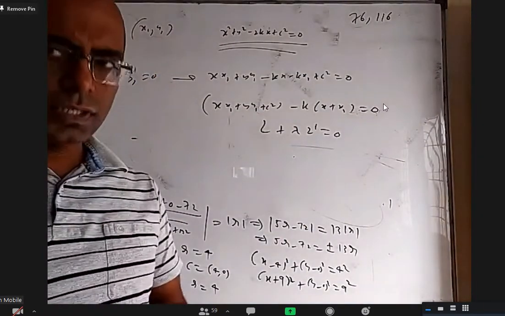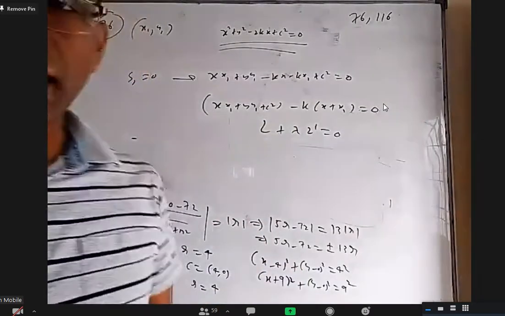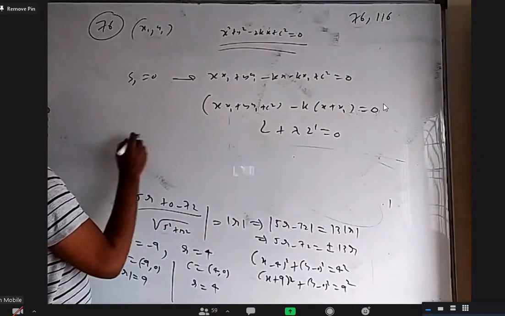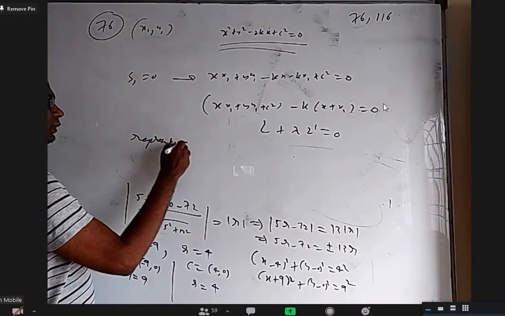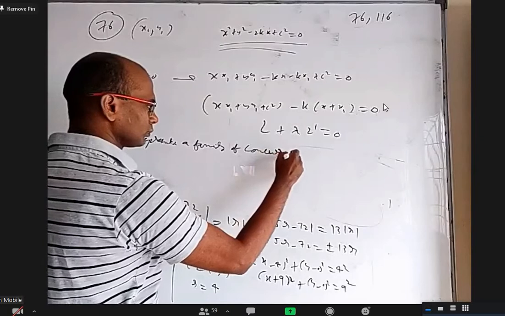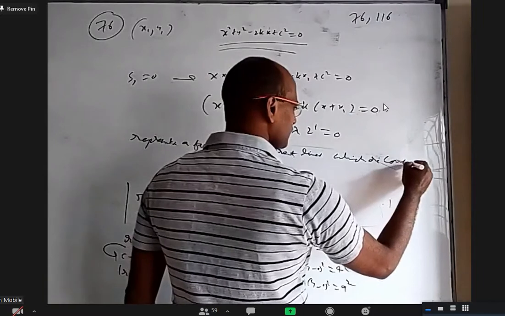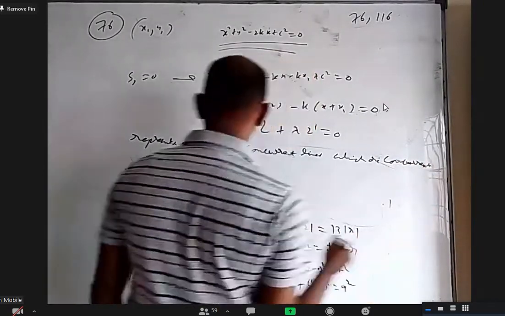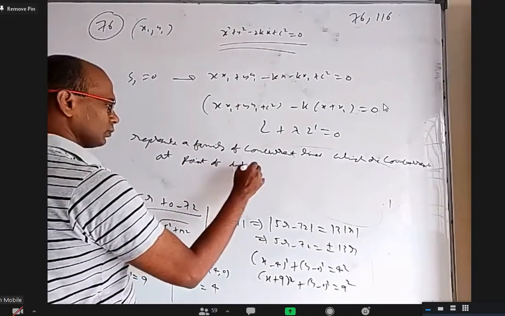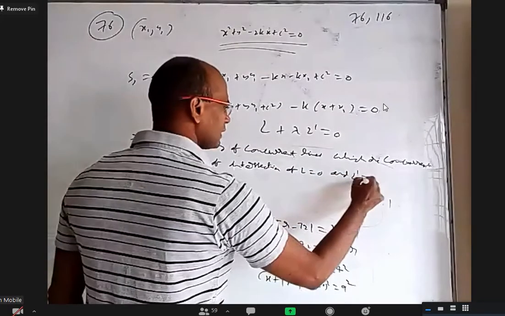In first year, we know this. A straight line plus lambda times another straight line equal to 0 represents a family of concurrent lines, which are concurrent at the point of intersection of L equal to 0 and L dash equal to 0.